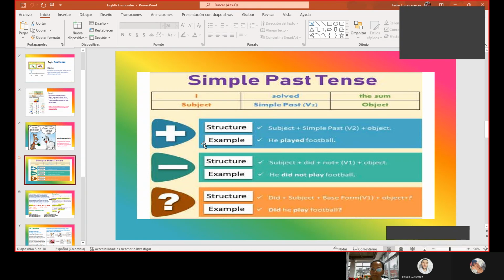For the question form, interrogative form, we use the auxiliary at the beginning of the sentence, did, plus subject, plus base form. The verb we use is in the base form. We don't change it. Plus complement, plus the question mark. Example, did he play football? This is the structure for the positive, negative, and question form.